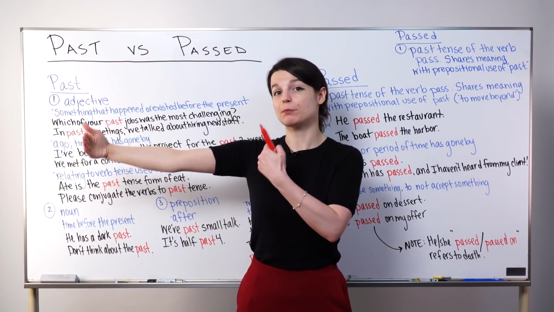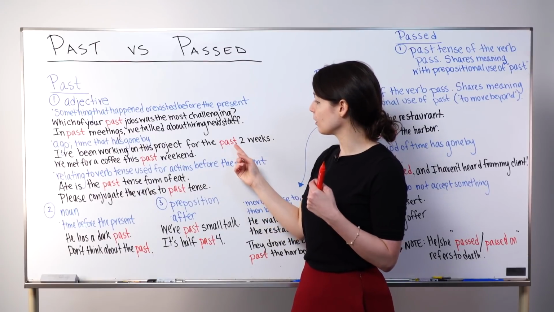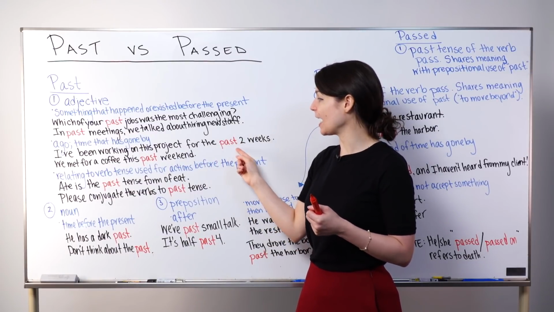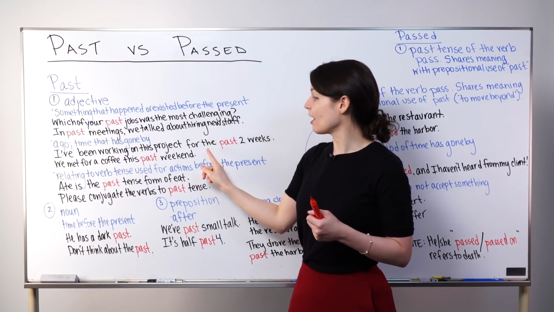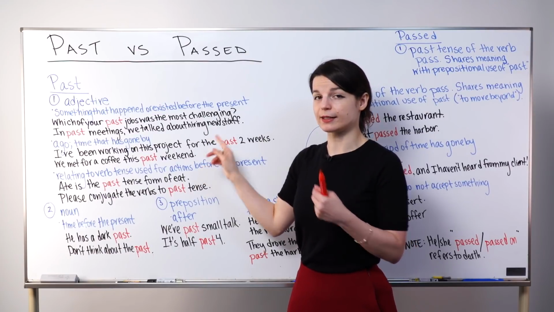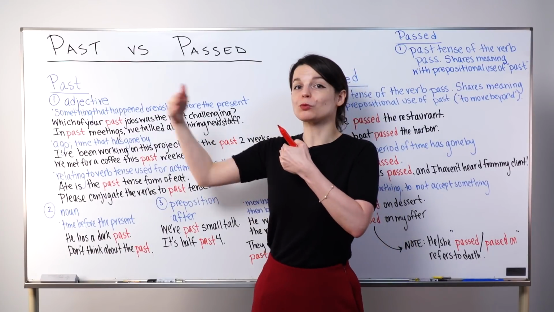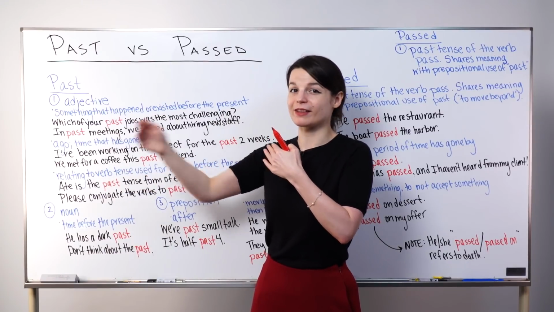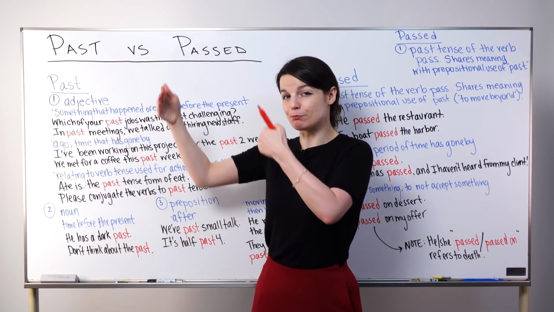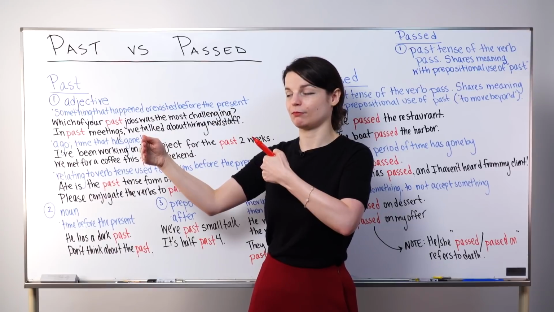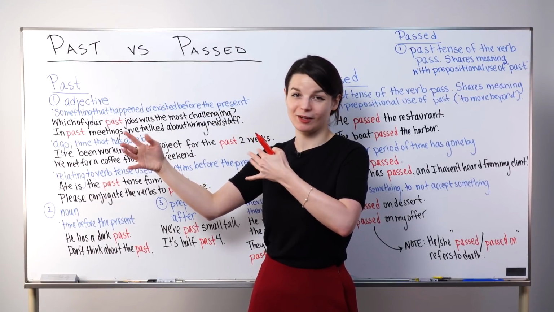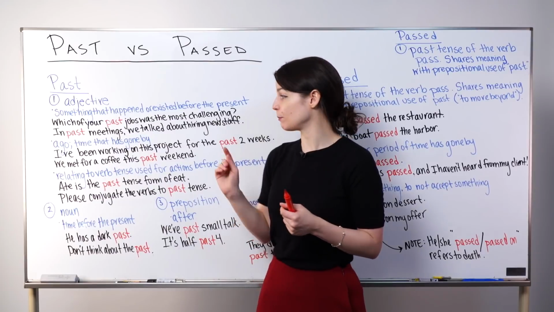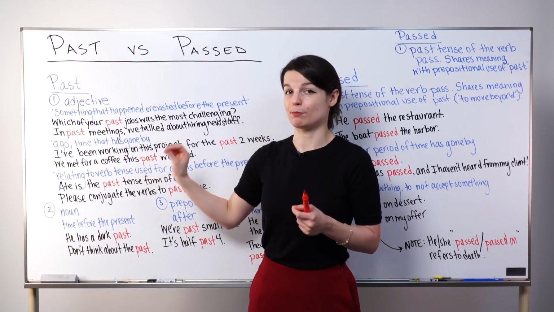So this time period, we kind of explain that with past, the past 2 weeks. The past 2 weeks means the most recent, the past 2 weeks, the past hour, the past week, the past month. That means this most recent week or this most recent time period, whatever that is. So the past 2 weeks means this time that has gone by.